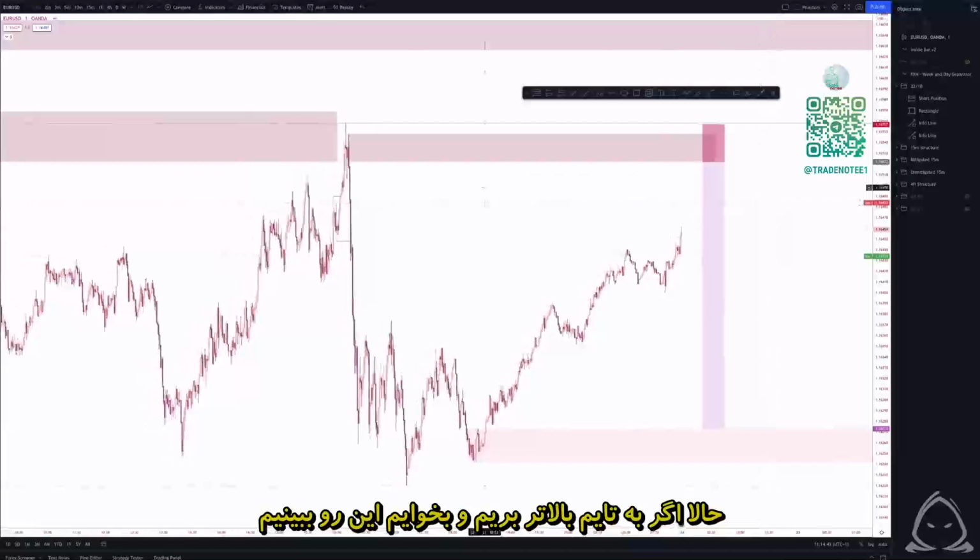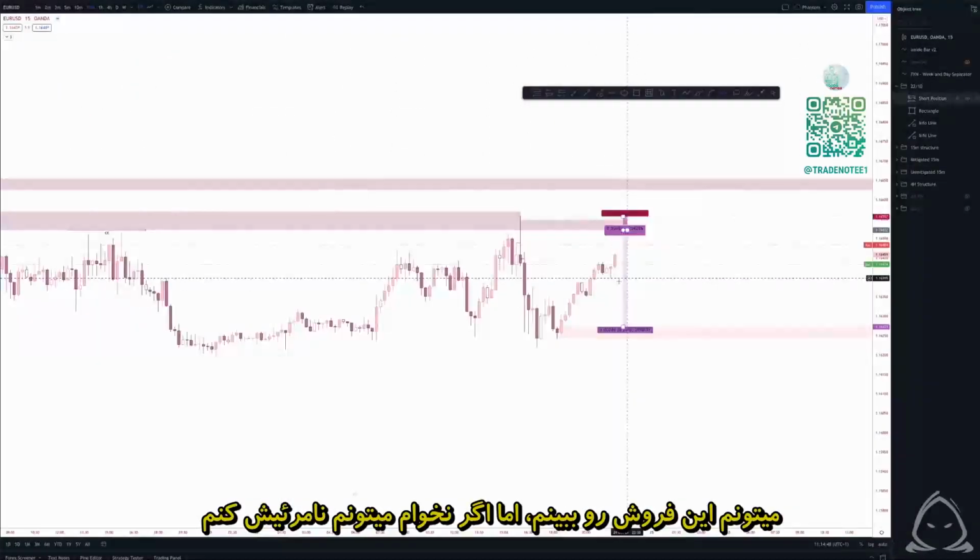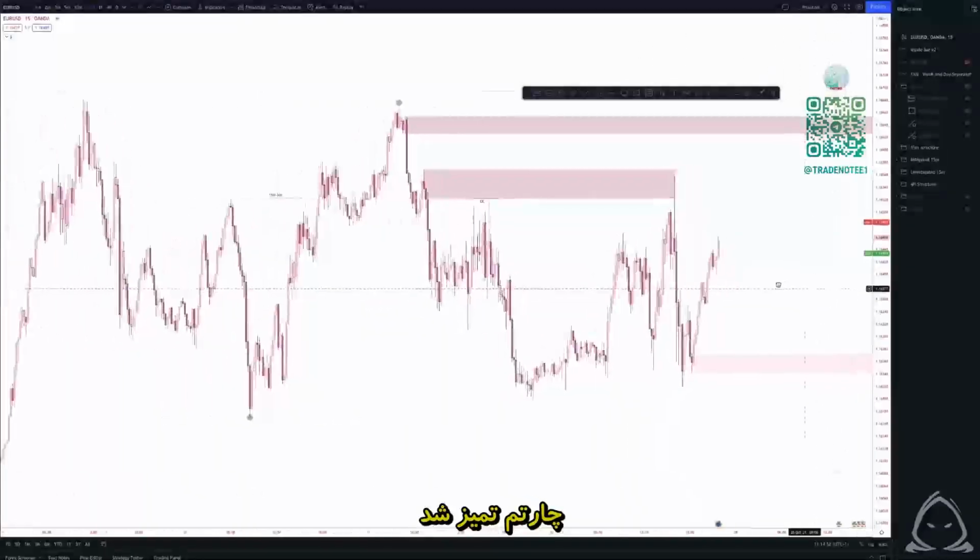So if I go to a higher time frame and I still want to see this, I'll be able to see my short. But if I don't want to see it, I just need to hide it and that's it. My chart is clean and simple.